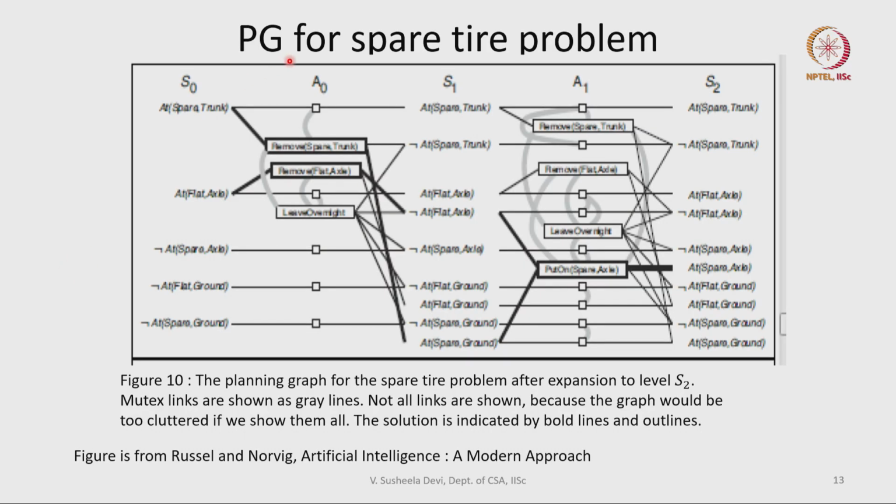So this one is the planning graph for the spare tire problem. Where we just saw the spare tire problem, right?